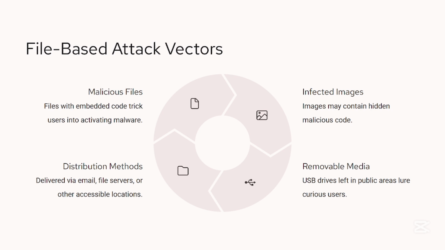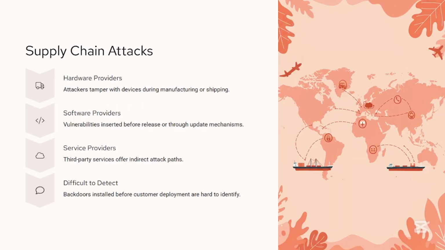Another way they are distributed is through removable media, where, for example, a USB drive can be left in a public area, and this is meant to lure curious users who are up for a free USB to put it into their computer system, giving the malicious attacker access to that computer system the moment the USB drive is opened. So those are file-based attack vectors.